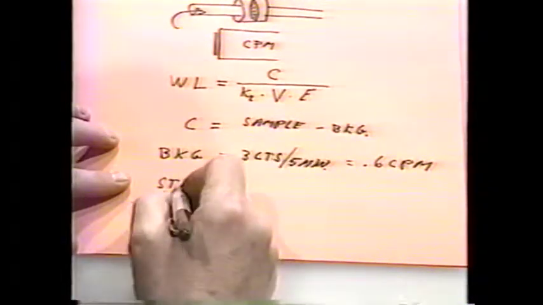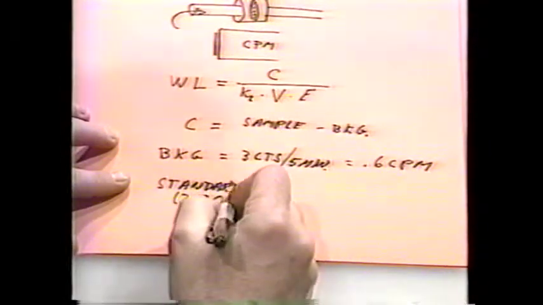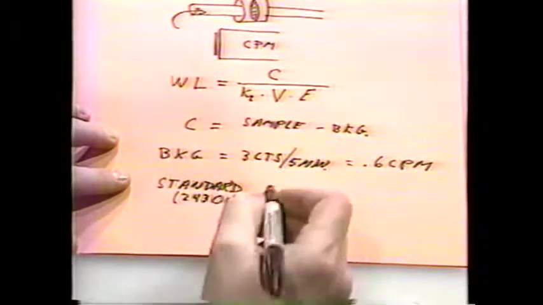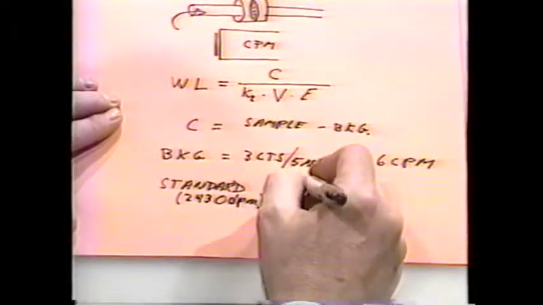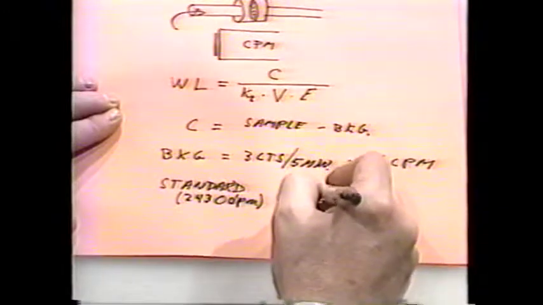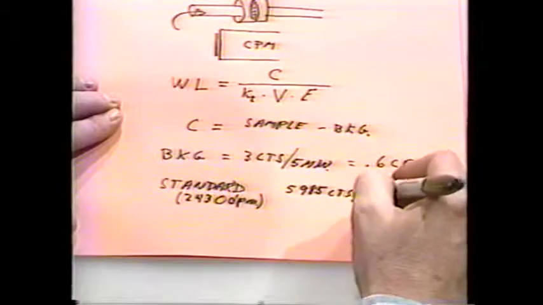And suppose we get a standard that we know has 2,430 decays per minute. That is, on that piece of filter paper, let's assume that we have 2,430 atoms decaying every minute. We know what the decay rate is, that's what the manufacturer who sold us the standard made it out to be, 2,430 decays per minute. And if we count this for 5 minutes, let's suppose that we get 5,985 counts in a 5-minute period.